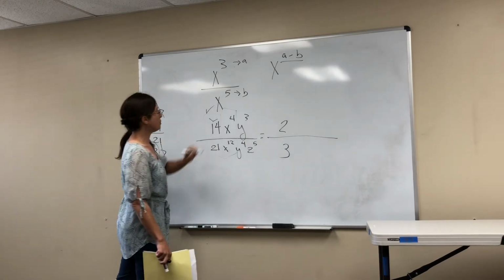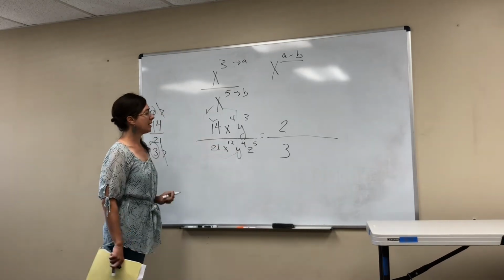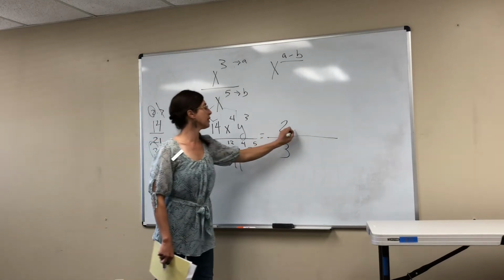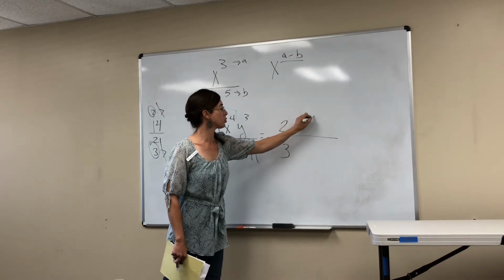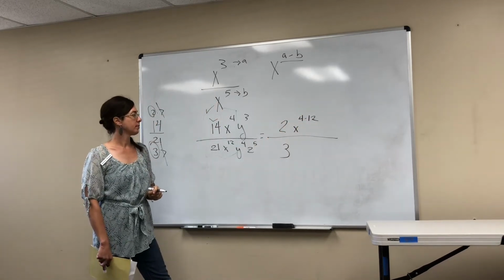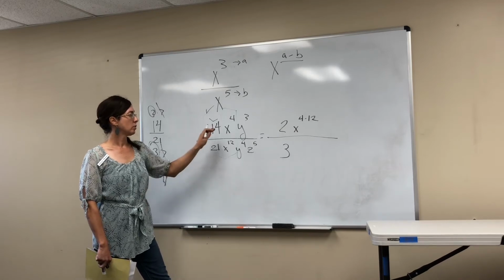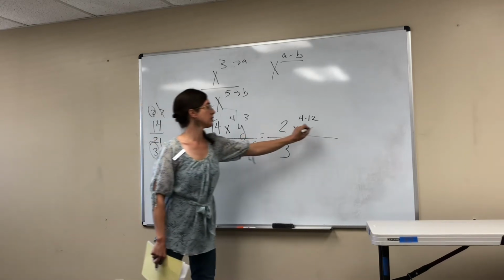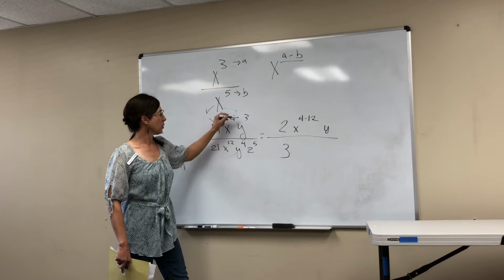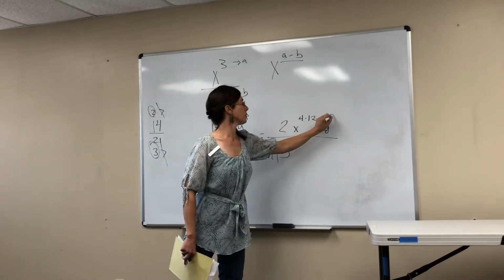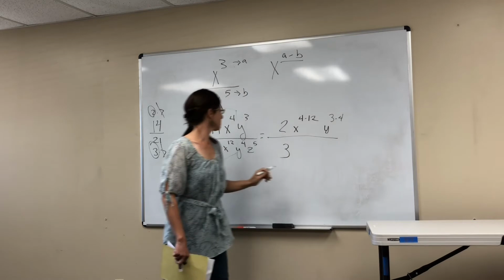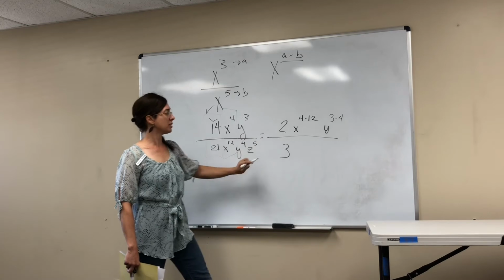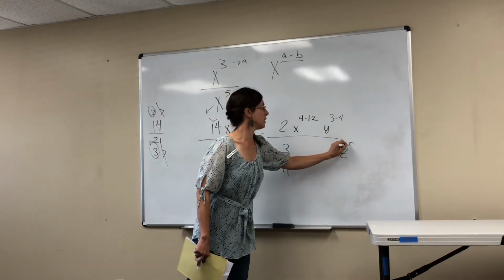So, problem 1 done. Problem 2, x's. X to the 4th over x to the 12th tells me that I have x to the 4 minus 12, correct? Now we're going to go on to our y's. Y to the 3 minus 4, perfect. And my z to the 5th is perfectly fine. I don't have anything else, so I'm just going to leave it on the bottom. Z to the 5th.